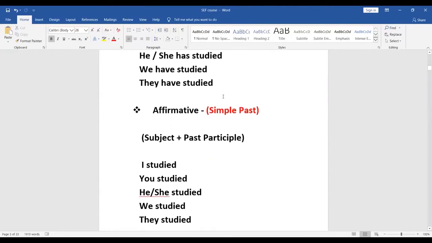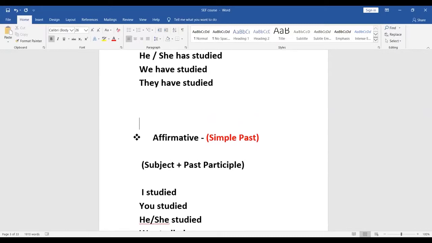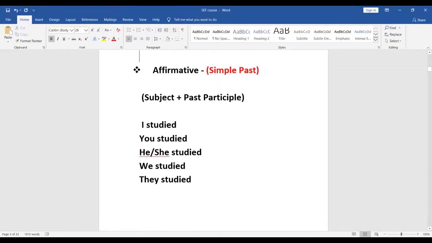So let's take a few examples of the simple past here. For the affirmative sentences, the formula is subject plus just the past participle. The past participle indicates that the action is already completed in the past and it's no longer in the present. So that'll simply be I studied, you studied, he or she studied, we studied, and they studied. So this is the simple past.